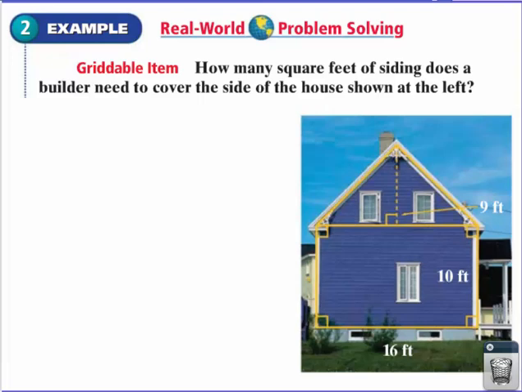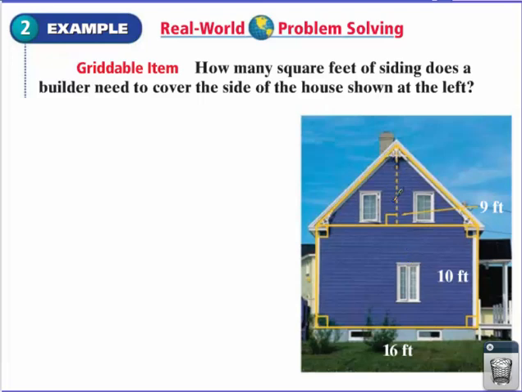So in this particular problem it says how many square feet of siding does a builder need to cover the side of the house shown at the left? Okay, so if you look at this figure, it's actually at the right here on this particular page. We've got 2 shapes. This house is divided up into 2 parts, because originally it's just a pentagon. It's a 5-sided shape. So we've got a rectangle at the bottom, and we've got a triangle at the top.